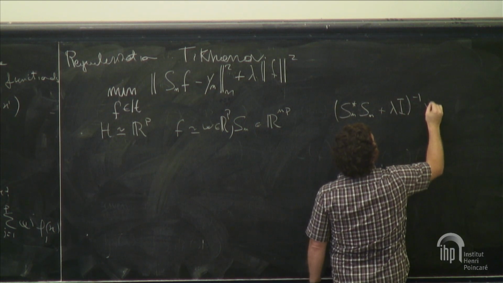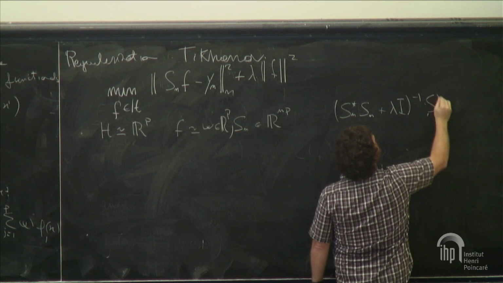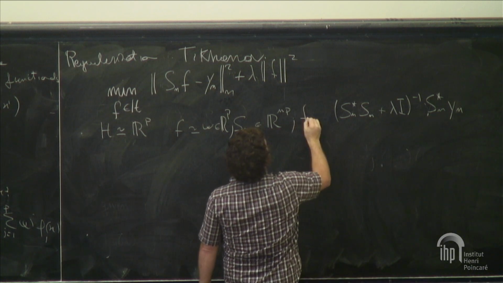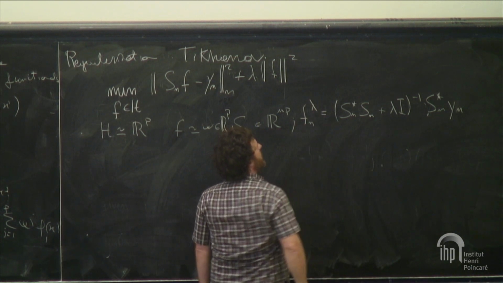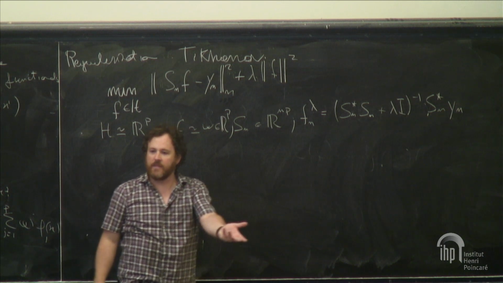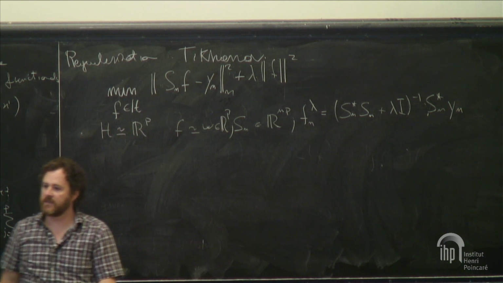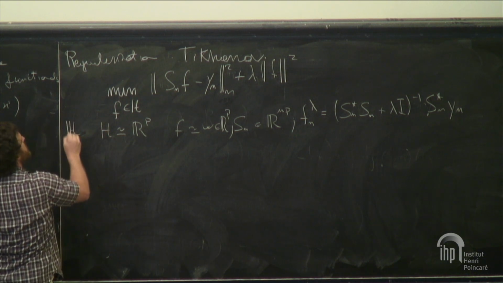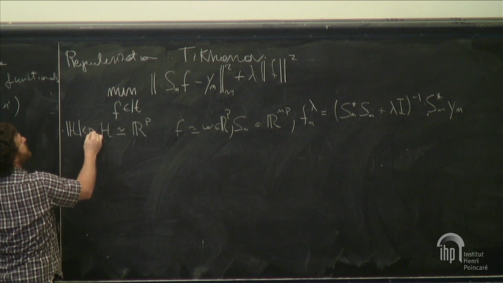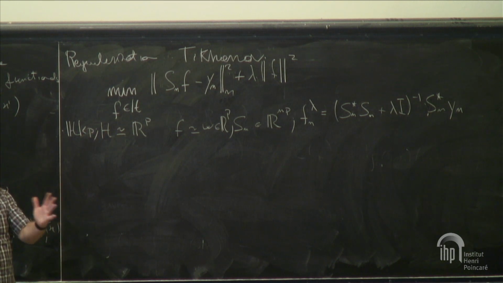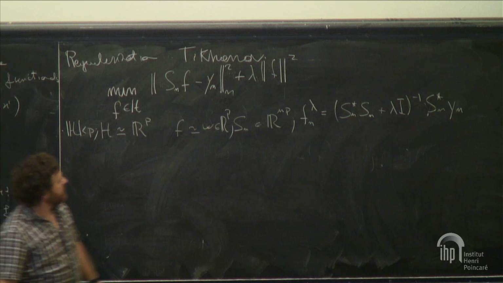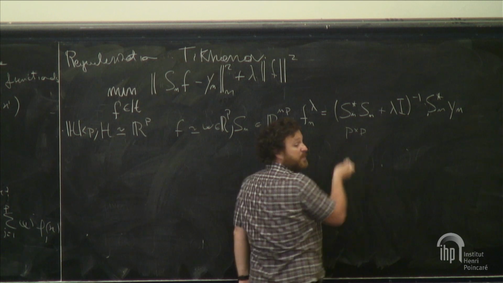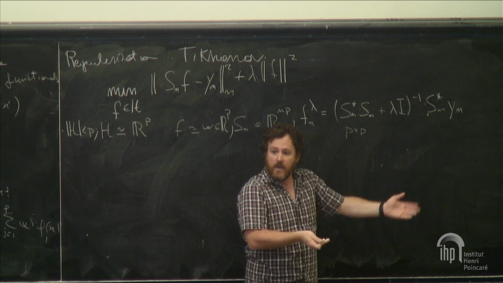Then all you have to do is solve this linear system, and then you get your function f_lambda. It depends on the data, and it depends on lambda, and is the minimizer of that. In the case where H is finite dimensional, with dimension strictly smaller than some P, then this is just a P by P matrix. I have to build it, and then I just have to invert it.